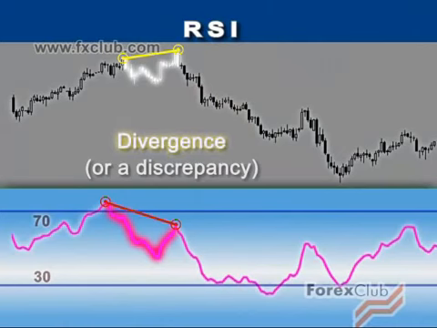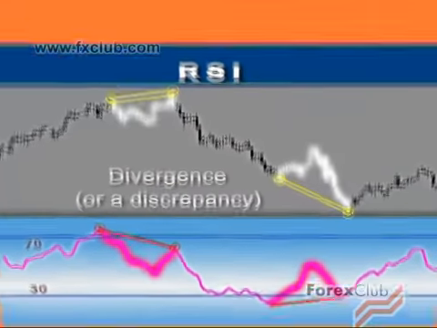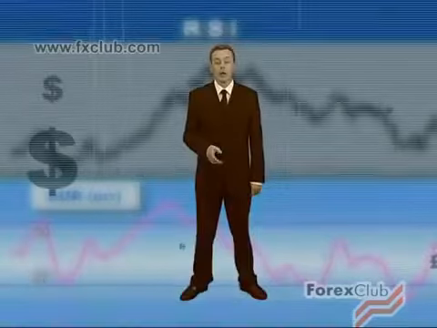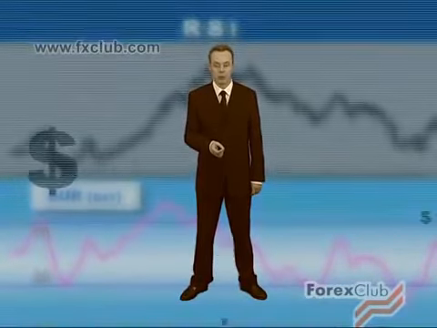On a falling market we draw two lines too, but now the down line is on the price chart, that is, the last low is lower than the previous one, and the indicator will have an up line. Divergence strikes again. A divergence is a very strong signal of a coming market reversal.